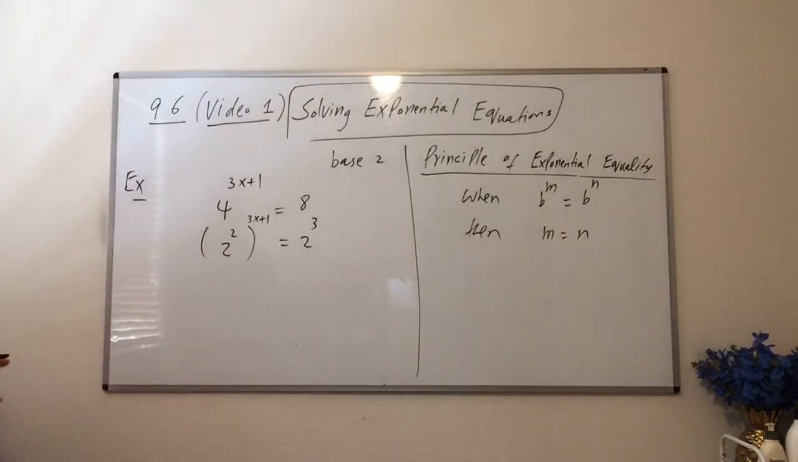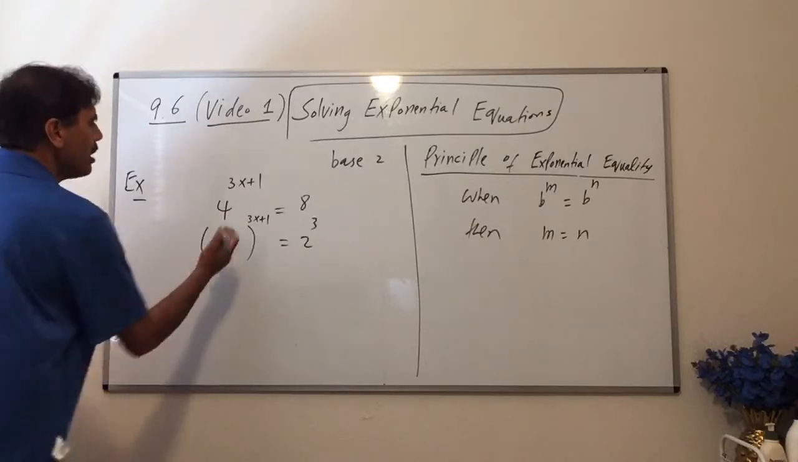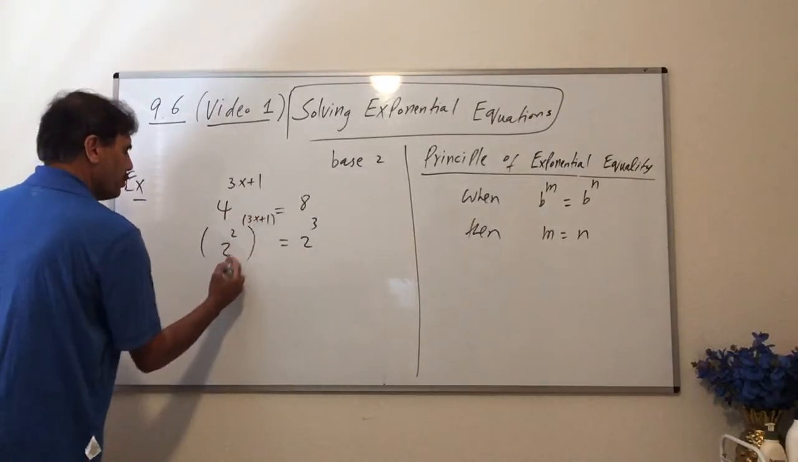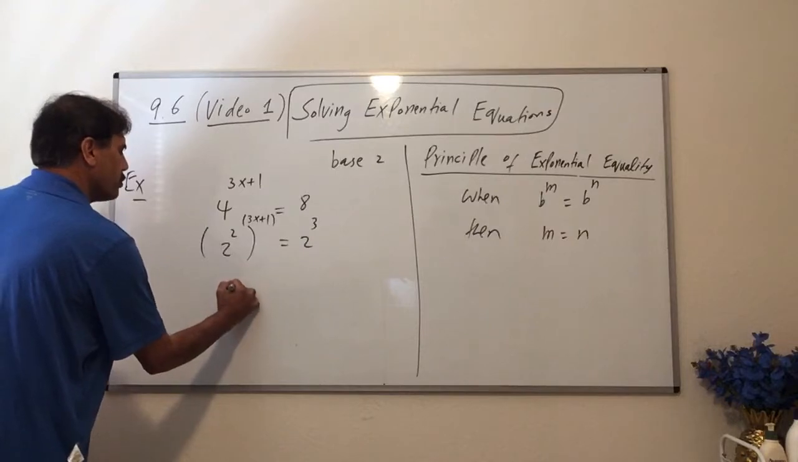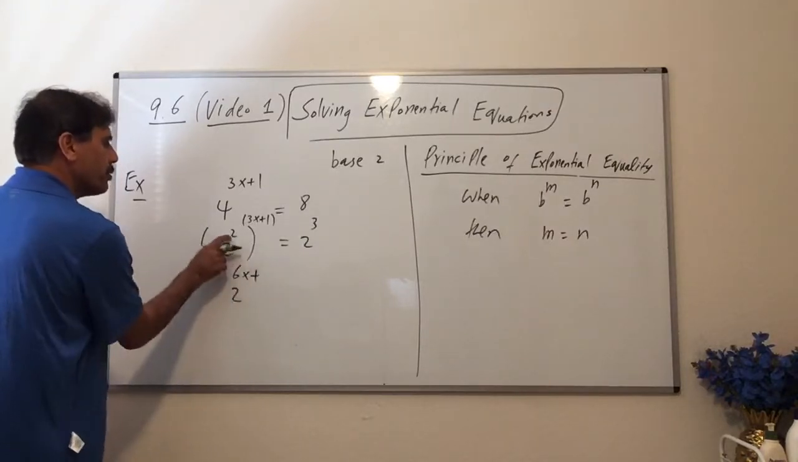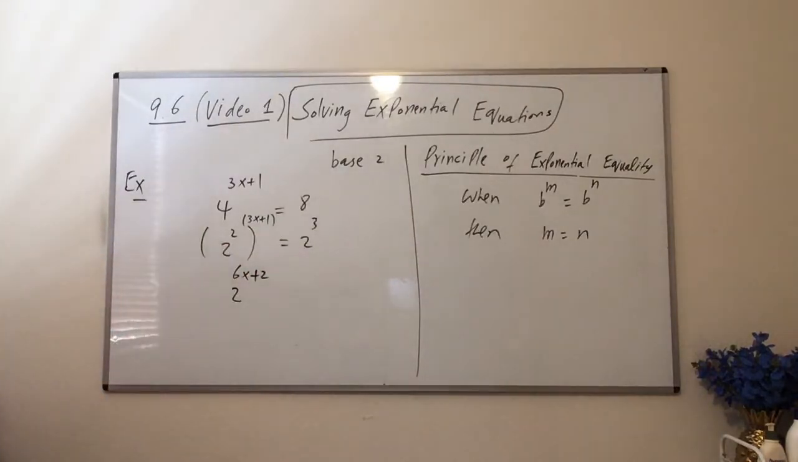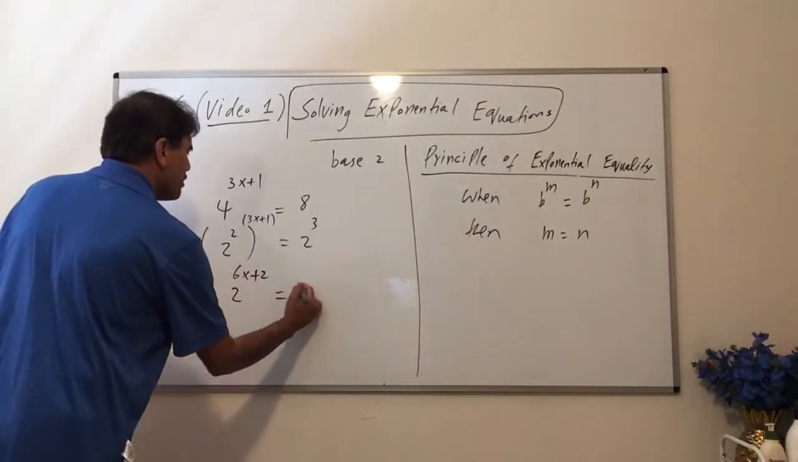If you remember the exponent rule, when there's a power over a power, you multiply. Make sure there's a binomial, so we multiply the powers. You multiply 2 times 3x plus 1, and 3x plus 1 must be inside the parentheses. We will distribute: 2 times 3 is 6x, and 2 times 1 is 2. Then this one is 2 to the power 6x plus 2.